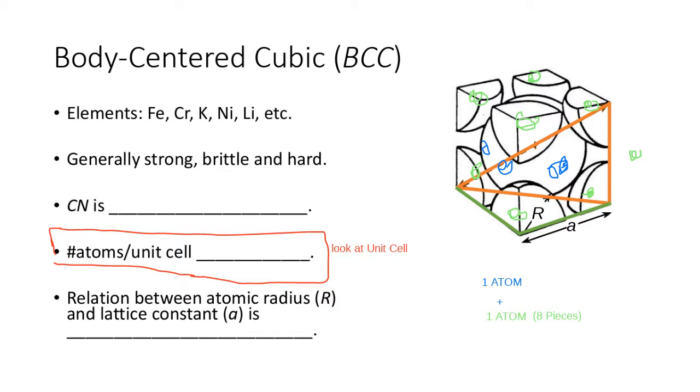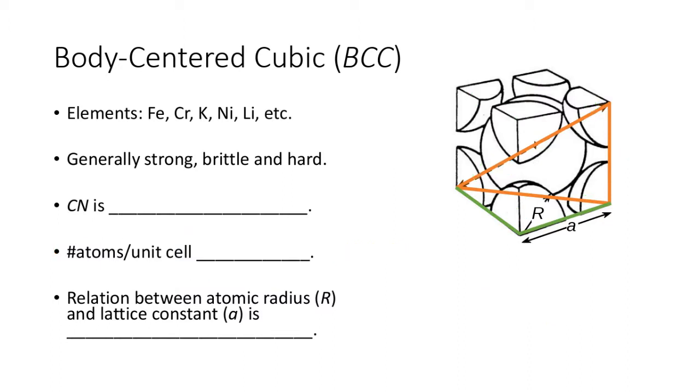Okay, the power of imagination. 8 pieces is 1 atom. Okay, good. Thank you so much. If you cut a ball like this, it will become 8 pieces. Okay. So the number of atoms per unit cell in this case, our answer will be 2 atoms per unit cell. Okay, very easy. You just need to take the unit cell and draw it like this, or you can write it like this also, guys. You can write it like this, so it's easier for me to understand.